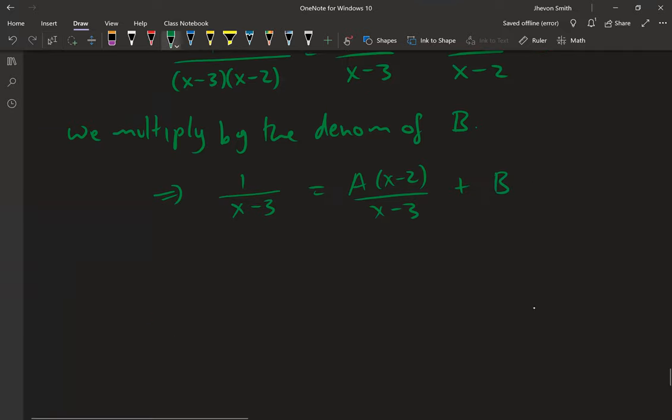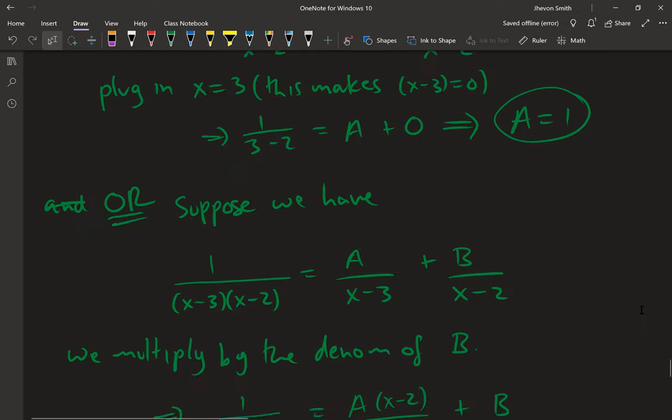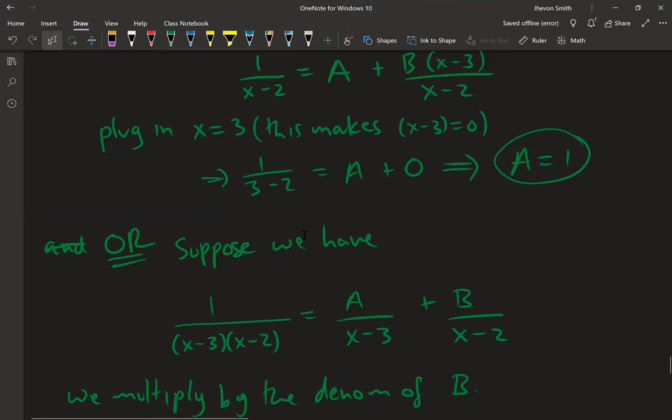And now what we can do is plug in x equals 2. Of course, this would make the denominator of b equal 0. Then if I plug in 2, I would get 1 over 2 minus 3 is equal to 0 plus b. So now b is the only one left, and I can solve for b right away. B is going to be minus 1 just by plugging that in. So I can get a equals 1 by doing this little trick.